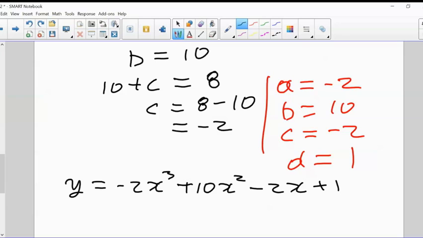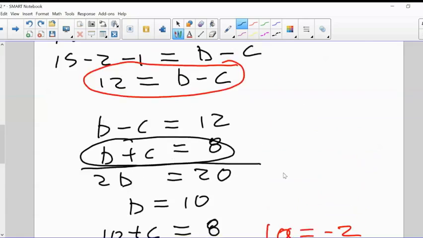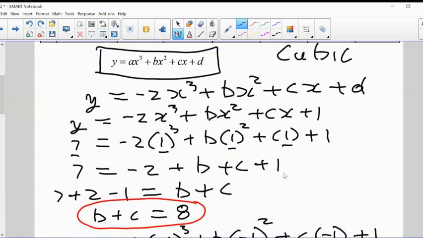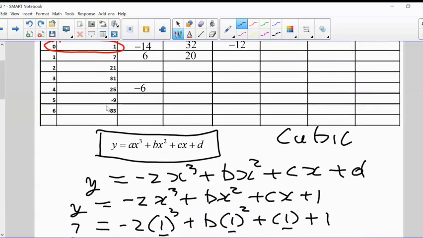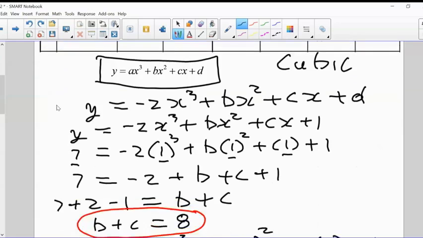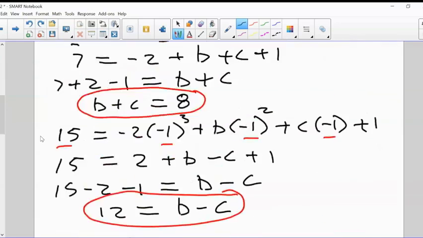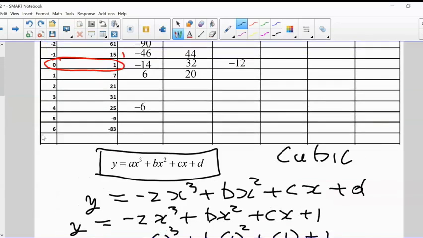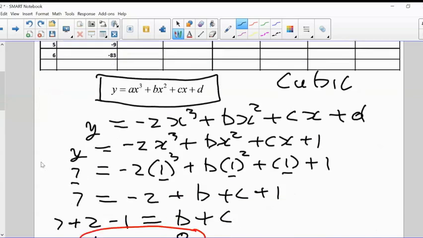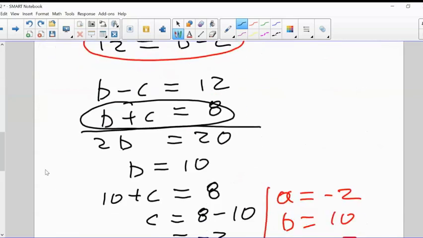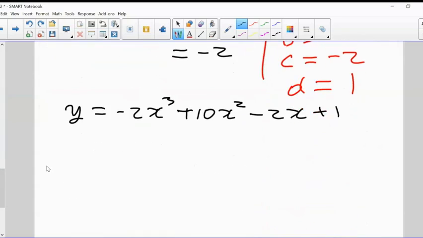Well, what I would do if I had a test and I had a question like this is I would go back and just check one of these other points in there. I'd plug in maybe the 5 and the minus 9 or the 6 and the minus 83 and make sure my equation does work, right? So let's go to 4 and see if 4 gives us 25. Because if at least one other point works, then we're probably right.